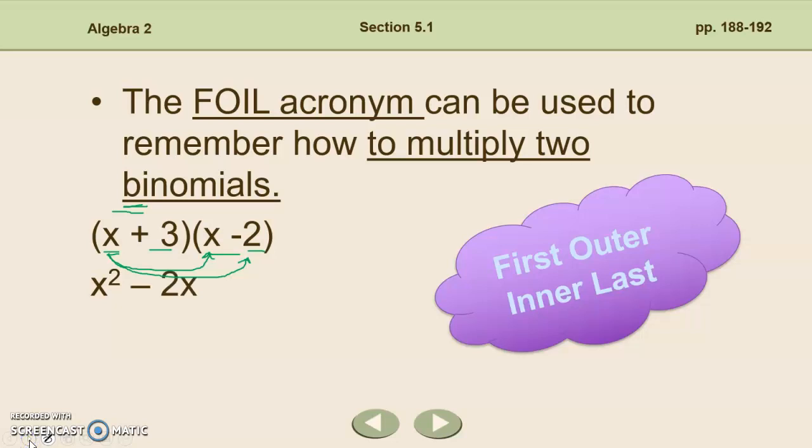Which gives us negative 2x. I stands for inside, so our two inside terms, positive 3 and positive x, gives us 3x. And L stands for our last terms, 3 times negative 2, which is negative 6. So first, outer, inner, last. FOIL can help you remember how to distribute those terms. We then combine our like terms, negative 2x and positive 3x, and simplify, which gets us to x squared plus x minus 6.